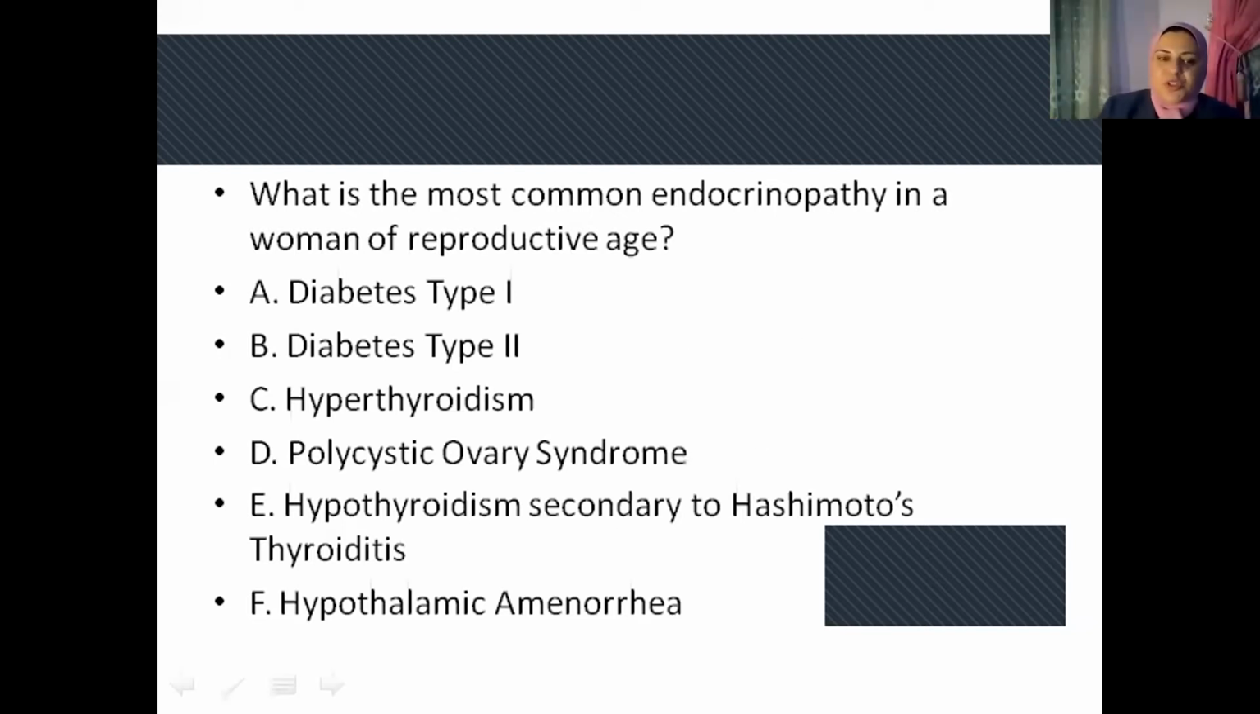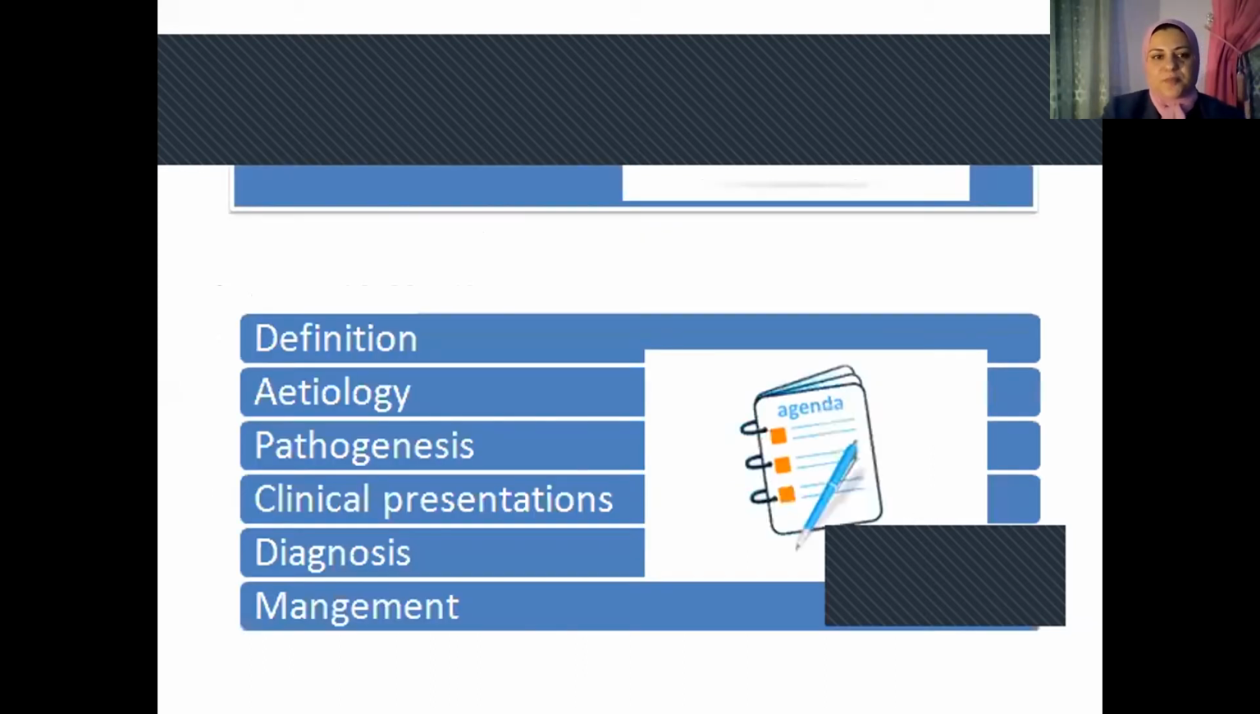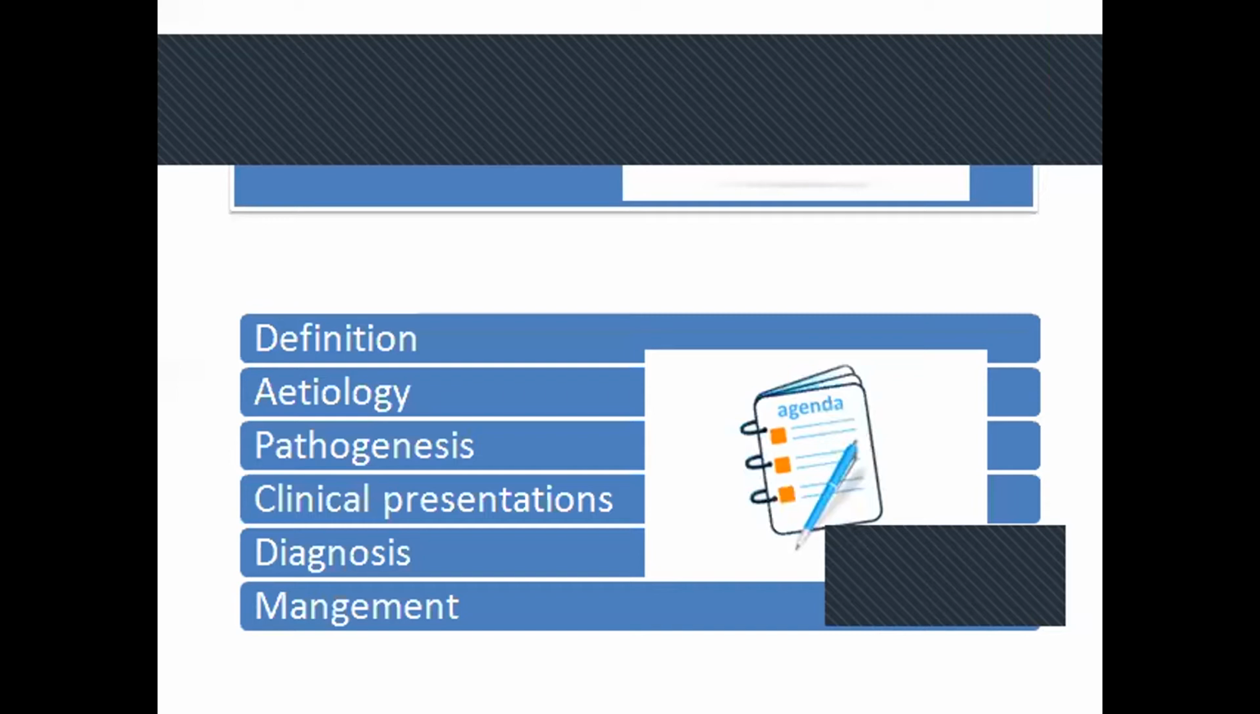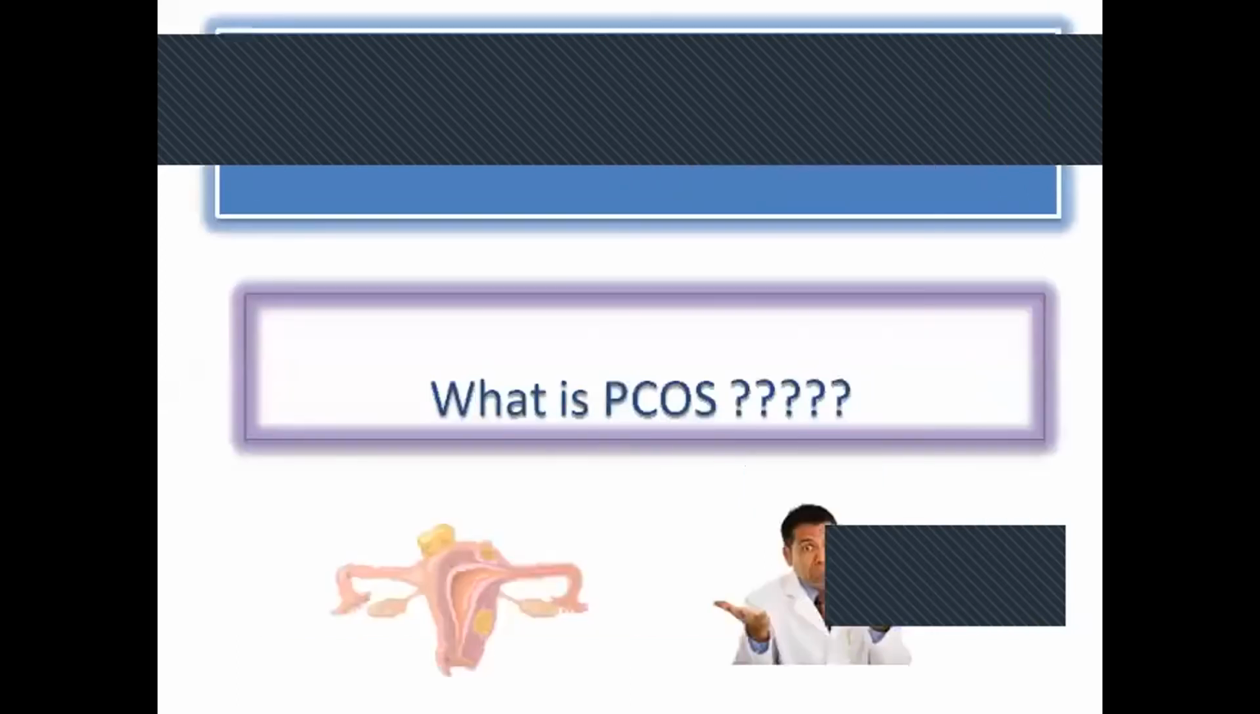I know you all will choose polycystic ovarian syndrome because this is the topic of my lecture, and that's right. It's PCO syndrome. It's the most common endocrinopathy in women of reproductive age. My agenda will be definition of the disease, etiology, pathogenesis, clinical presentations, diagnosis, and management.